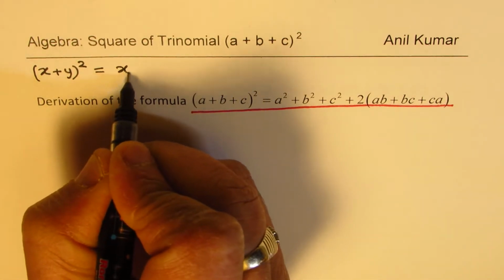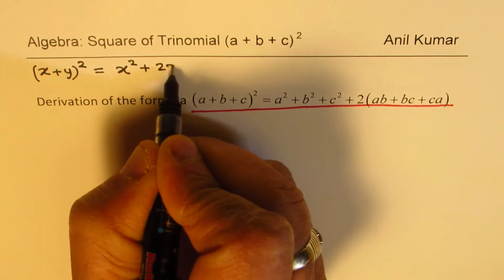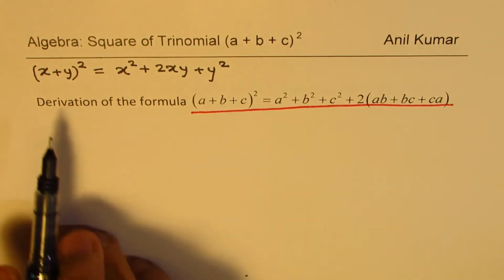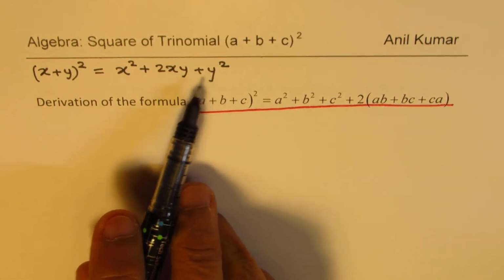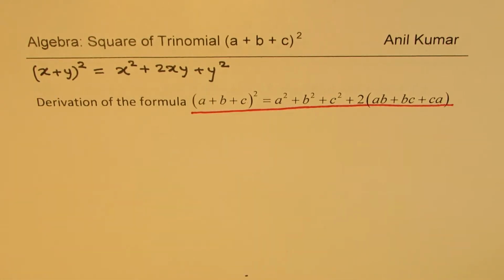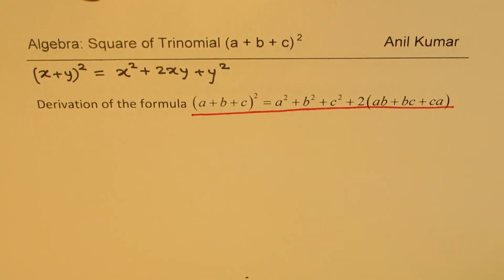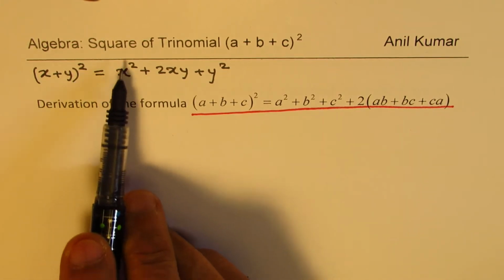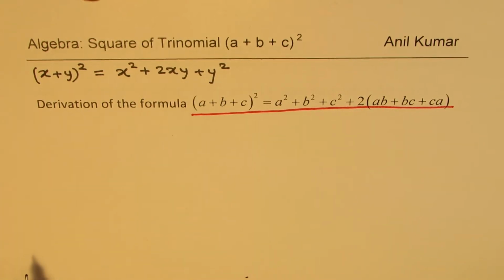So x square plus 2xy plus y square. That is a perfect square for any binomial, and that formula is known to all of you, right? So we'll assume that and start from here. We know that (x + y) whole square is equal to x square plus 2xy plus y square.